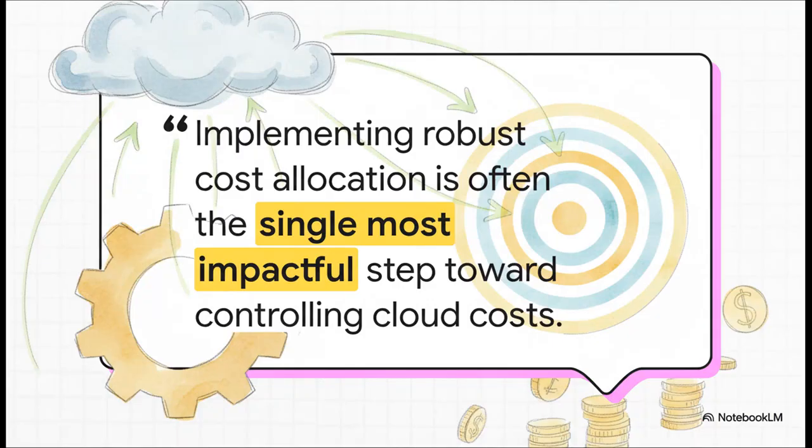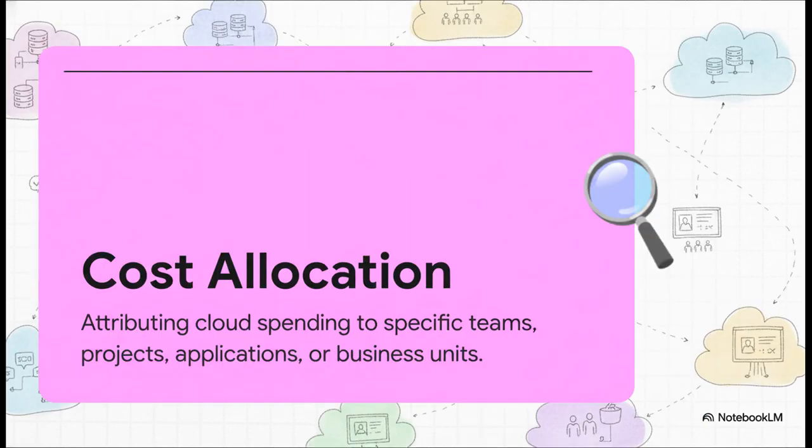And I really want you to listen to this quote from our source material, because it's a big one. It says that good cost allocation is often the single most impactful step you can take. That is an incredibly powerful statement. This isn't about tiny incremental savings. We're talking about a fundamental game changer for getting your cloud costs under control. So what is it, really? Well, simply put, it's just connecting the dots. It's attributing every single cloud resource, every virtual machine, every storage bucket, all of it, to the specific team or the project or the application that's actually using it.